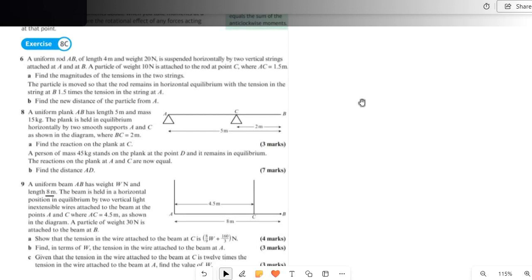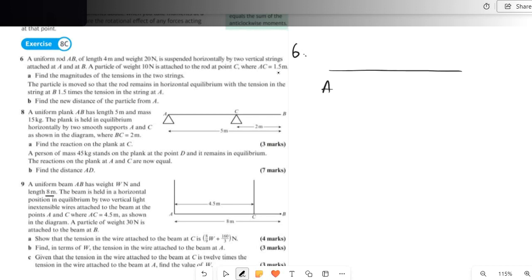For number 6, a uniform rod AB of length 4 meters and weight 20 newtons is suspended horizontally by two vertical strings attached at A and at B. A particle of weight 10 newtons is attached to the rod at point C where AC is 1.5 meters. So therefore we can construct the diagram, which will look something like this.